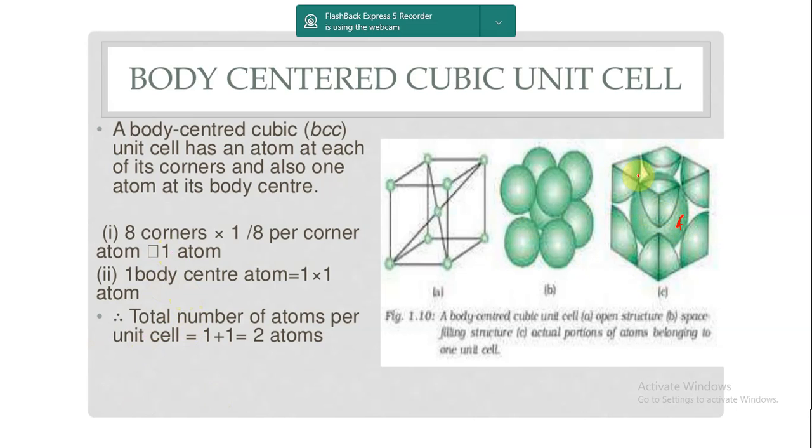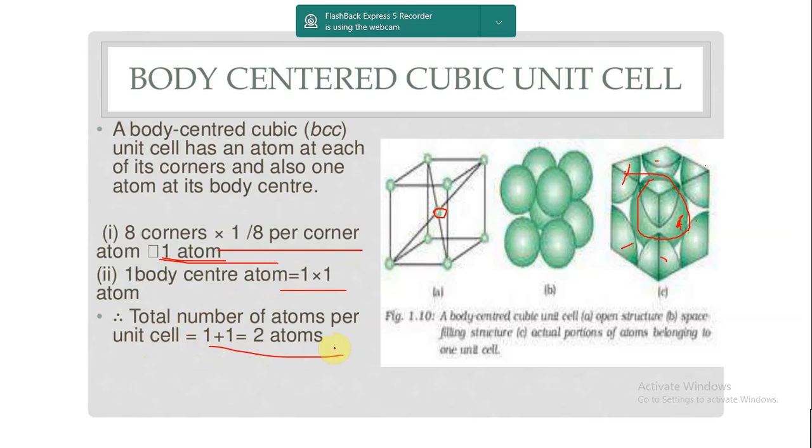1 upon 8 into 1 plus 1 entire atom was at the center. So 1 upon 8 into 1, that is 1 upon 8 part, and how many parts are there? 1, 2, 3, 4, 5, 6, 7, and 1 in the back of that. So 8. So 1 upon 8 into 8, this was 1 atom, and 1 entire atom at the center. So it is 1. So total number of atoms was 2.